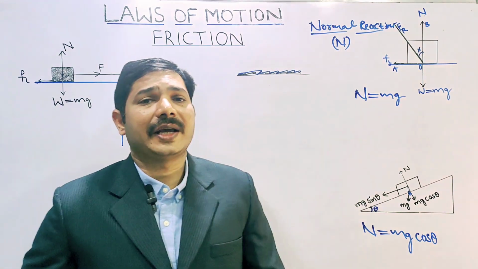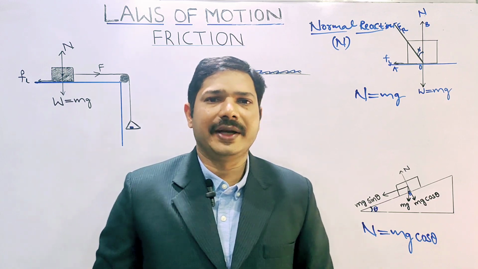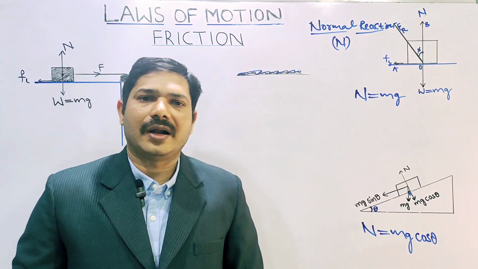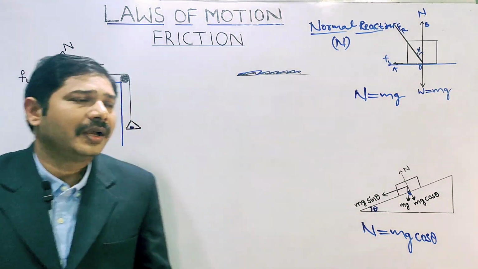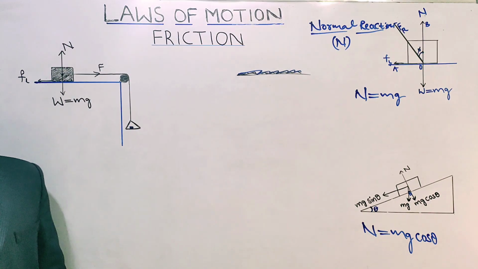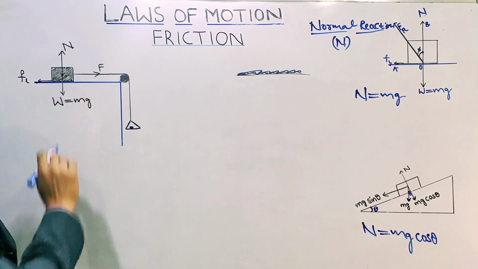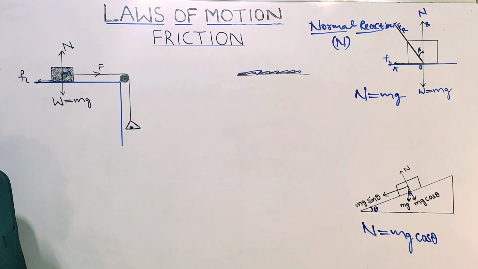So how many types of friction are there? With the help of a diagram, we'll discuss the types of friction. Observe here, one horizontal table is there. On this horizontal table, one block of mass m is placed.